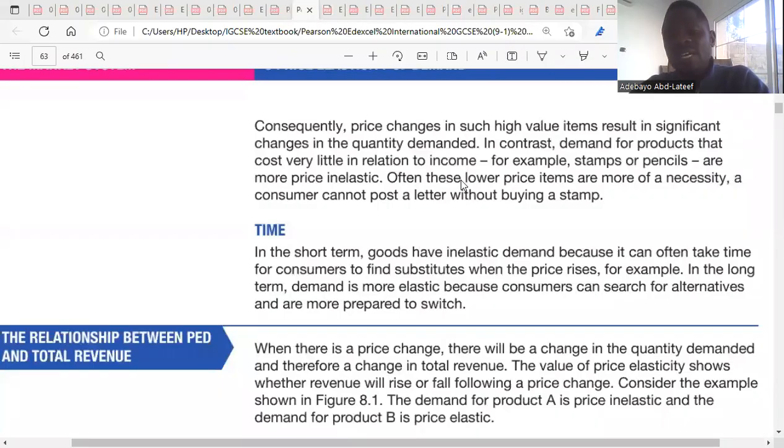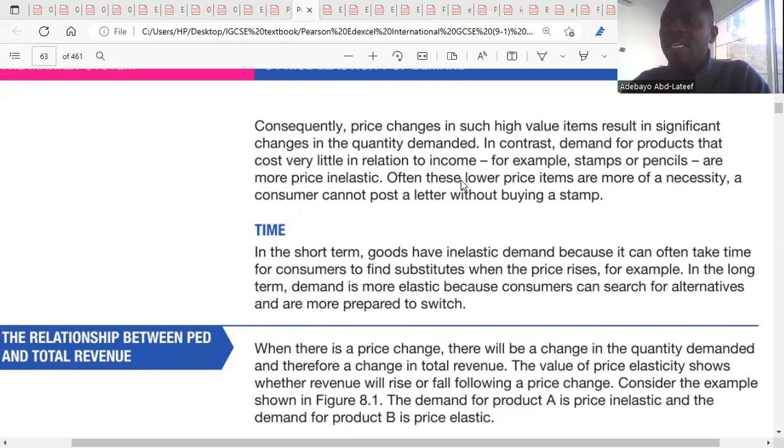The last factor that could determine the PED is time. When we talk about time, within a short period of time, the demand for a product is always inelastic because it is difficult for consumers to quickly find substitutes. The price of this pen might increase at this point in time, but it is not immediately that I'm going to find a substitute. It might take time before I get a substitute.